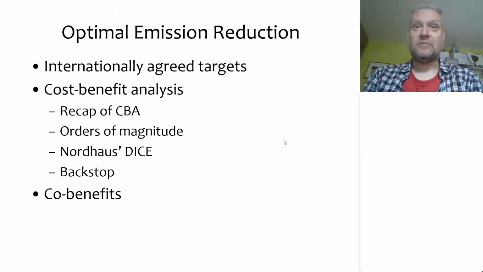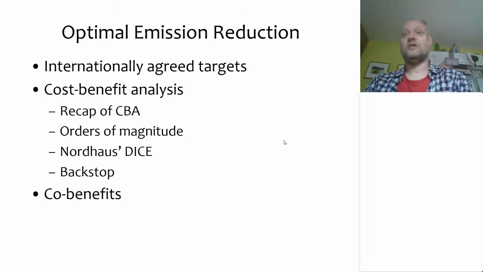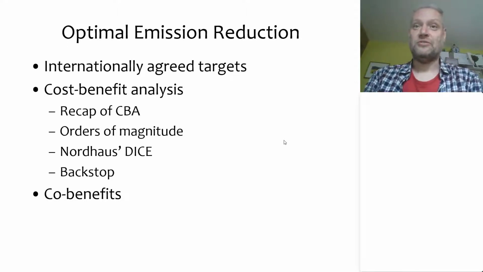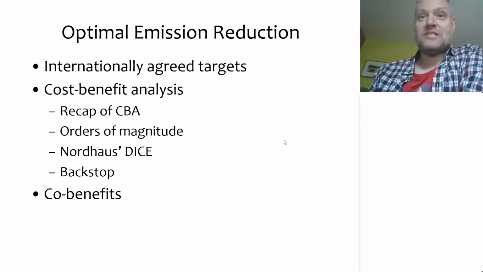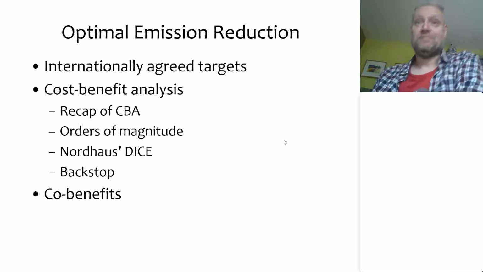I'm going to talk a little bit about the orders of magnitude of marginal costs and marginal benefits. That's material we've seen in previous weeks. I'm going to talk about Nordhaus's DICE model, and I'm going to talk about the fossil-free backstop and how that changes or not the calculus.